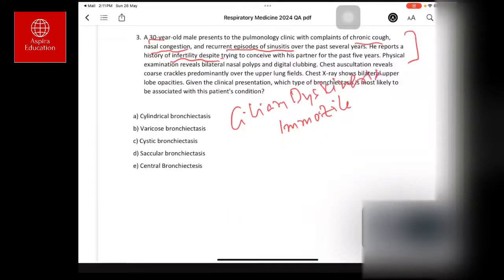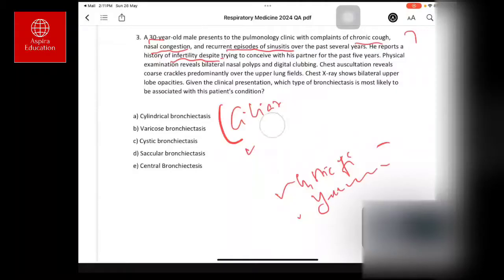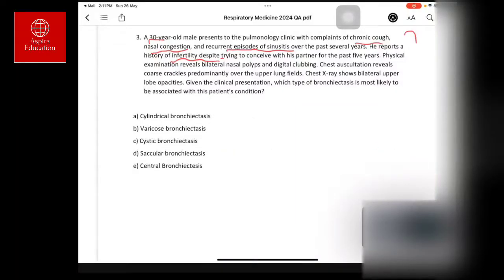So ciliary dyskinesias are a group of disorders in which there is dysfunction of the cilia of the airways. This could be immotile cilia syndrome. This could be Cartagena syndrome. This could be cystic fibrosis. This could be yellow nail syndrome and so on and so forth. So the crux of the story is being unable to get rid of the secretions.